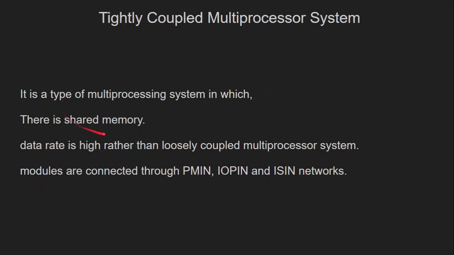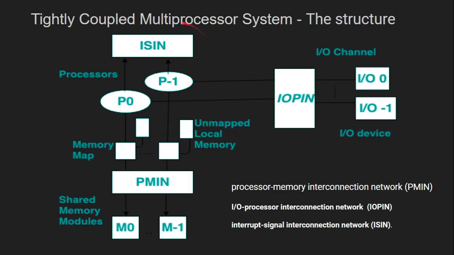The modules are connected through the networks. As we told you in the definition, they are connected by the networks. So what are the networks? They are the processor memory, IO processor, or the interrupt signal networks. Let us see the structure diagram of this tightly coupled multiprocessor. Here we can see processors P0, P1, etc., and likewise IO 0, 1, many IOs, so many processors and many memory modules, M0 and M1.